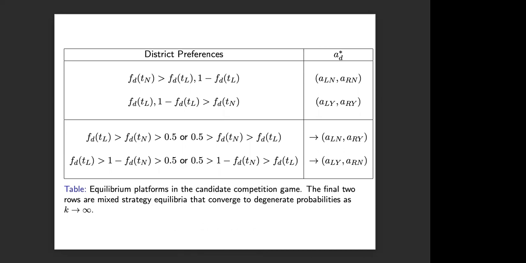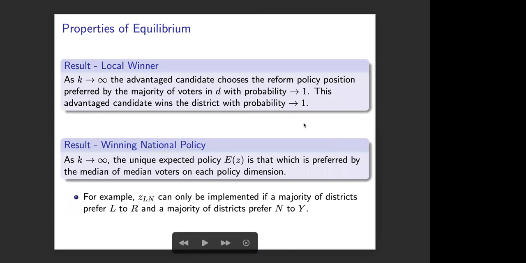Okay, with all of that in tow, we can get on to some of the key results. What are the properties? What are we interested in? The first is that as the number of voters goes to infinity, the advantaged candidate chooses the reform policy position preferred by the majority of voters in the district, with probability going to 1. And this advantaged candidate wins the district with probability going to 1.